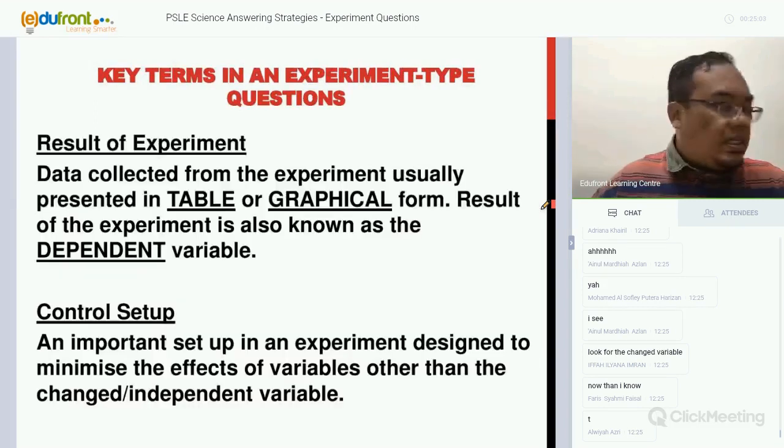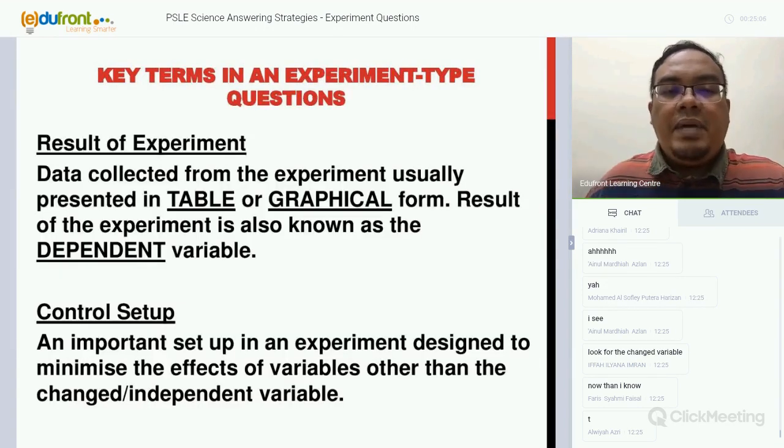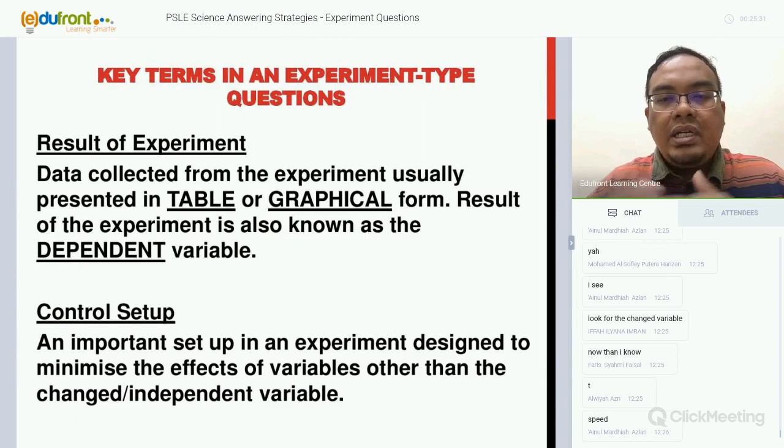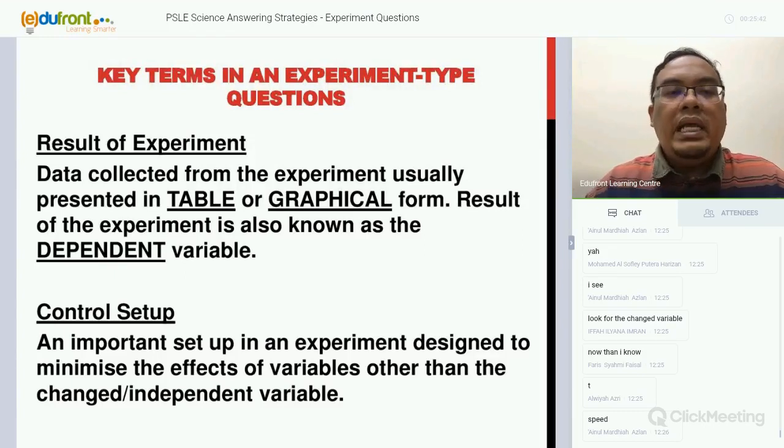Let's move on to the next part. Result of the experiment. Now, what is result? When a scientist or when we conduct an experiment, we need to collect data, right? I want to test how fast the students can run, so the data collected is speed, or the time taken for each student to run 100 meters, for example. If I want to find out the growth of the plant, I need to measure the height of the plant. If I want to find out the rate of photosynthesis, probably I need to measure the amount of oxygen given out by the plant.